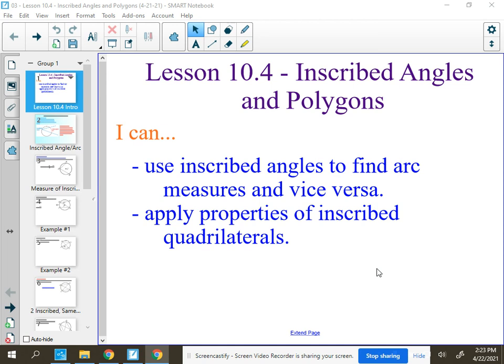Welcome to lesson 10.4 Geometry Notes, Inscribed Angles and Polygons. We'll define inscribed angles and look at how they relate to arc measure, which was covered in the previous lesson. The second half looks at inscribed polygons, specifically quadrilaterals. So let's get it done.